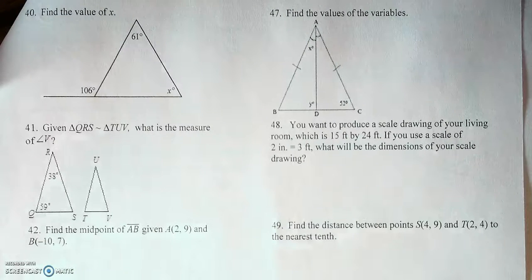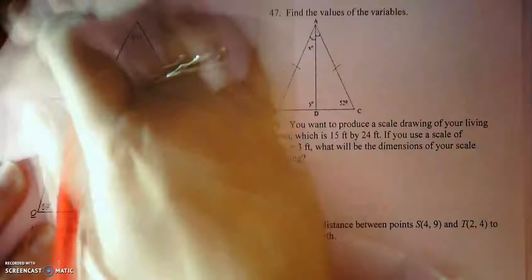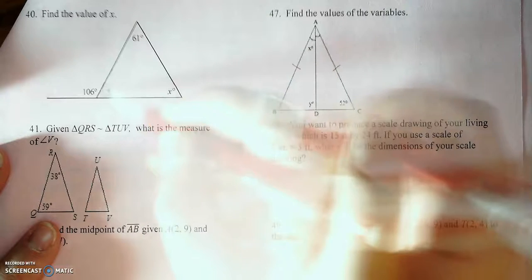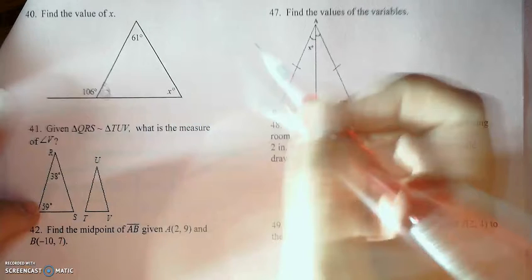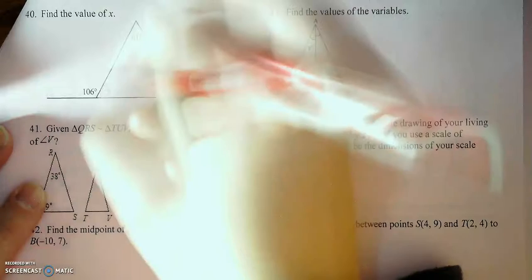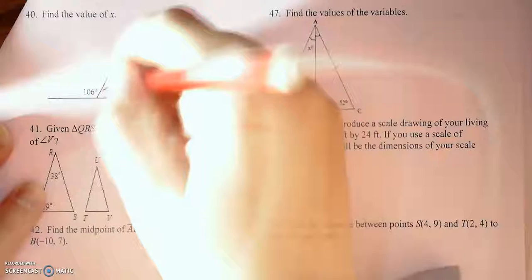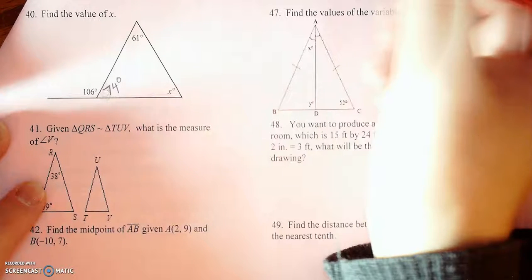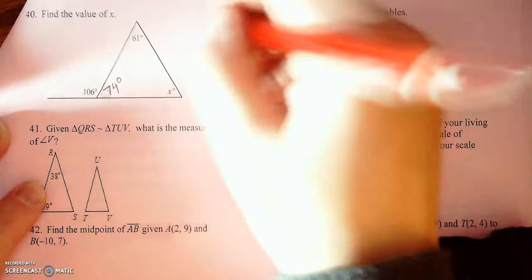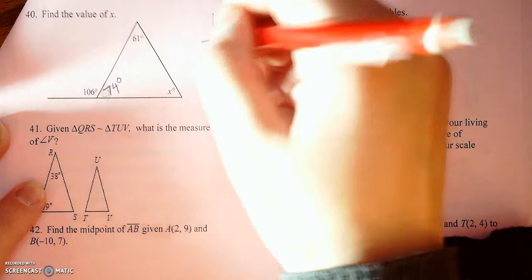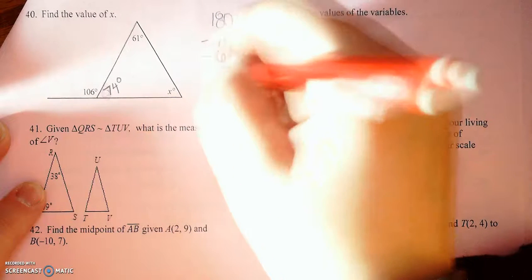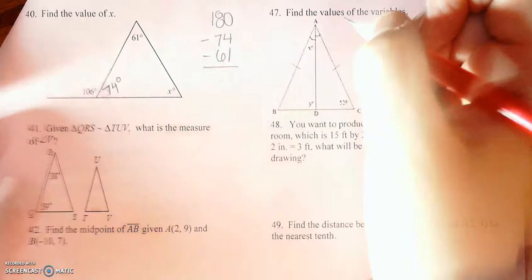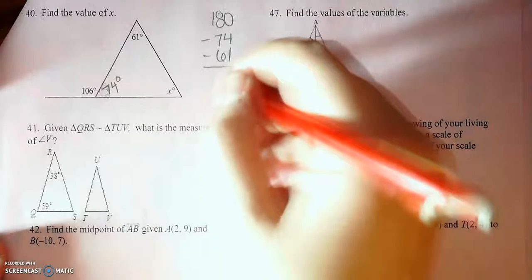And number 40 here, what I would do is I've got an exterior angle here. I know this angle and this angle right here that we don't know have to add up to 180. So if I do 180 minus 106, we're going to get 74. And then what I know from that information is the three inside angles of a triangle do add up to 180. So if we do 180, we're going to subtract the 74, subtract the 61, and the leftover should end up being our x value. And that'll give us 45 degrees.